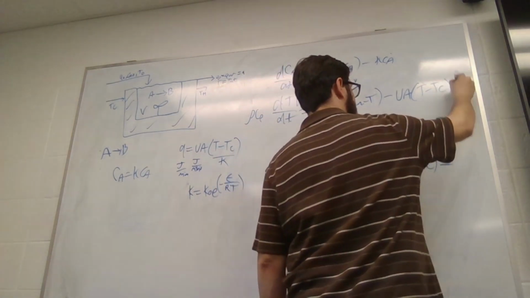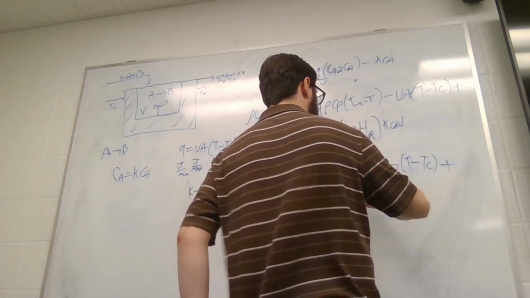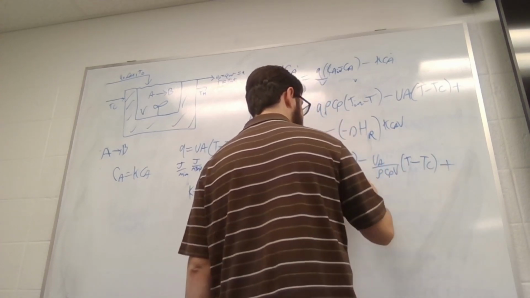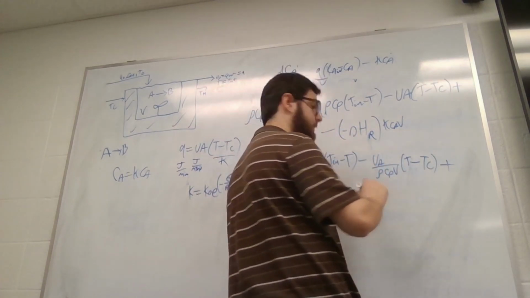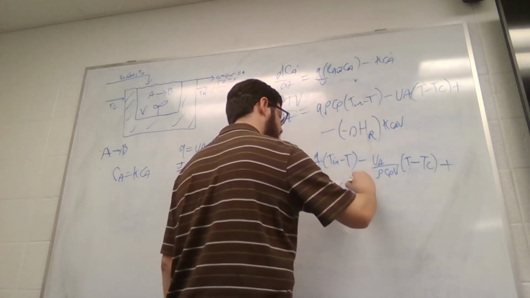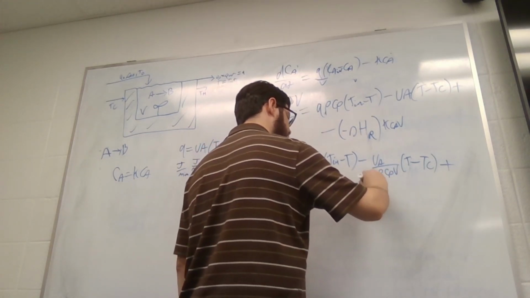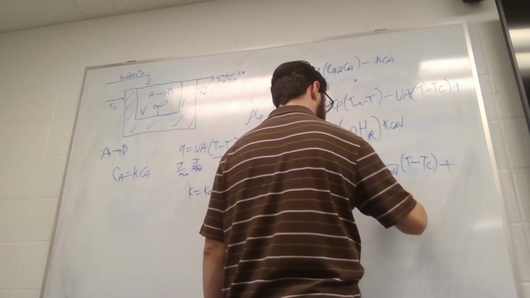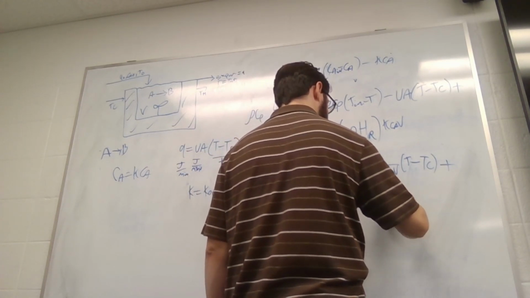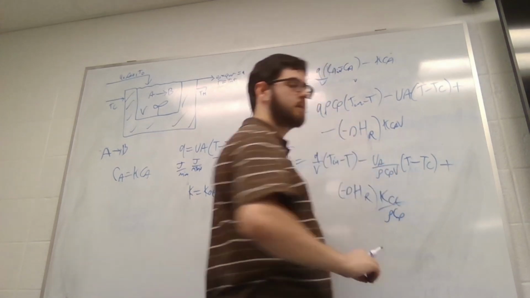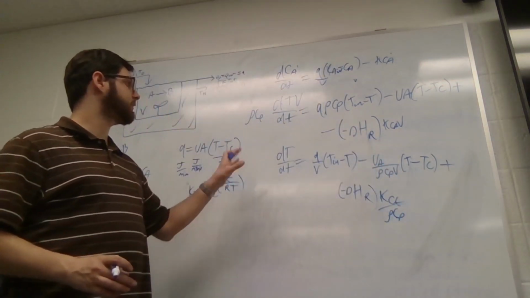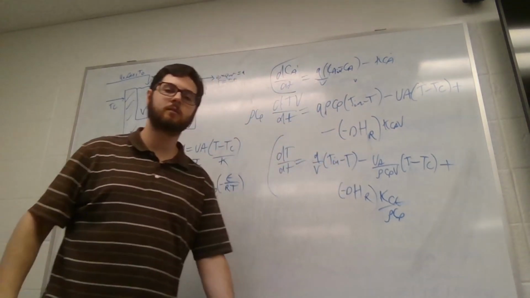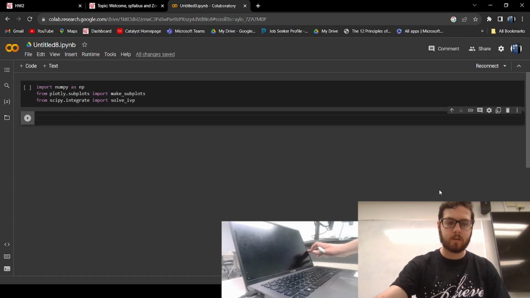This might be plus, not minus, because if we had it as plus, and it was endothermic, we would want to factor that in. So then we've got enthalpy of reaction, K CA over rho. All right, and there are our differential equations. These two, and we can put those into coding now.